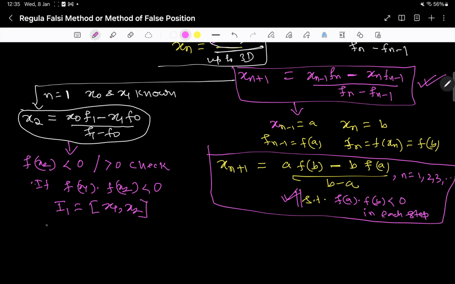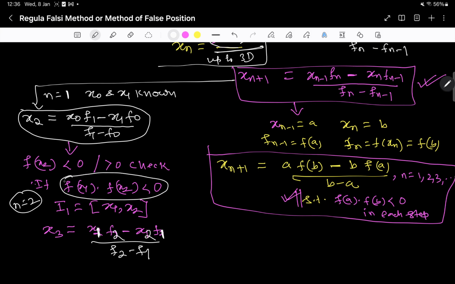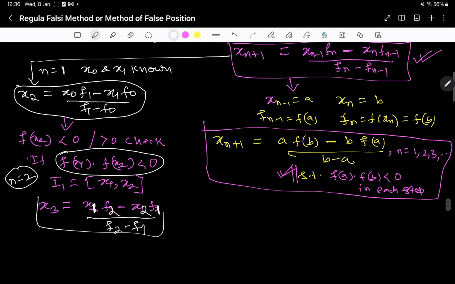Then you find x3. Here x3 will be x2 f1 minus x1 f2. I mean to say here n is equal to 2. So my x3 will be x1 f2 minus x2 f1 divided by f2 minus f1, only when this is negative, right? Accordingly we find x3, and we go on continuing.